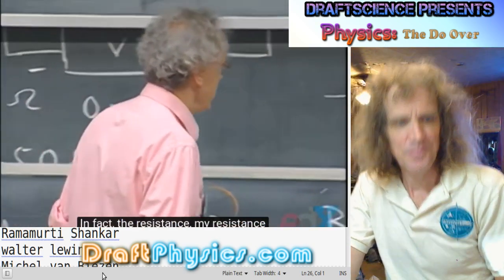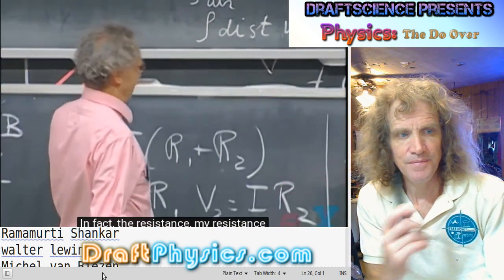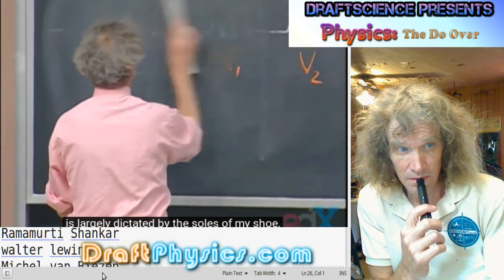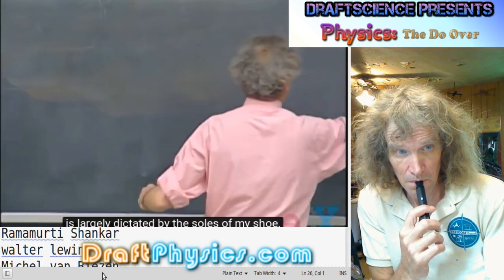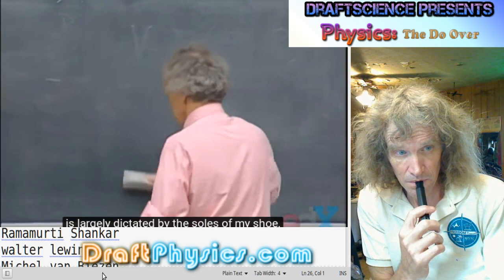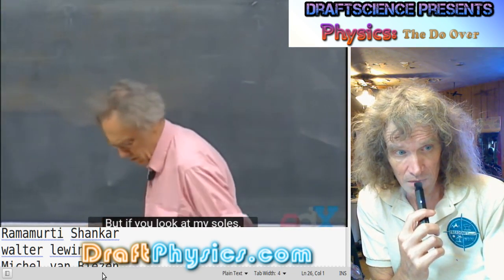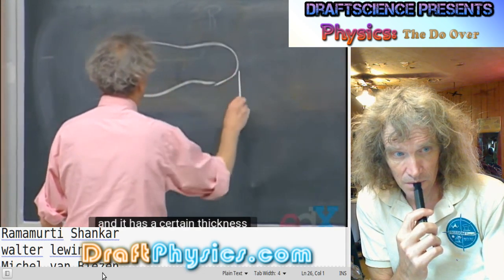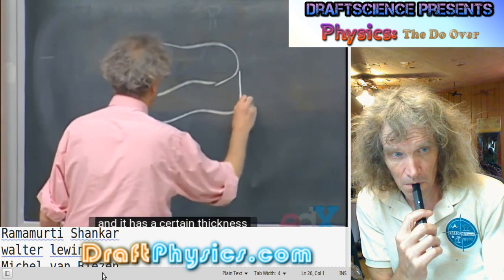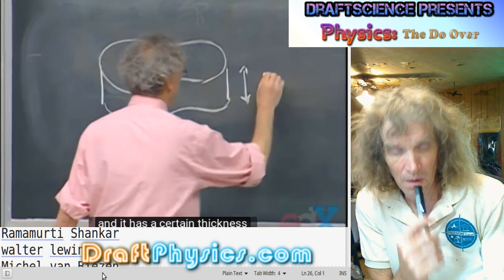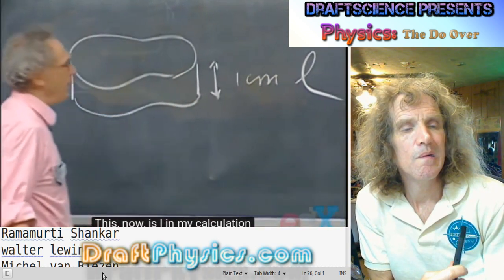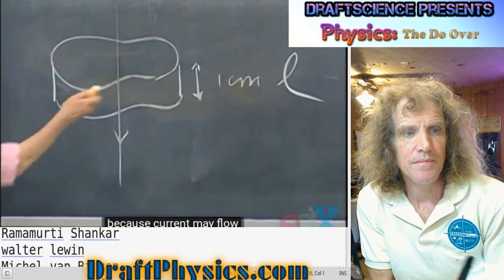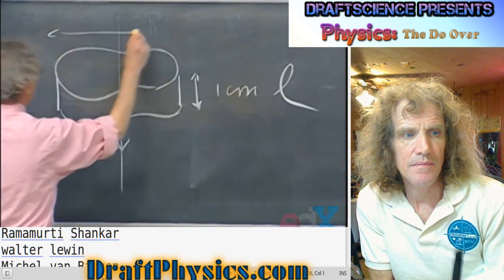In fact, the resistance between my body and the earth is largely dictated by the soles of my shoe. Not by my body, not by my skin. But if you look at my soles, then you get something like this. And it has a certain thickness, maybe 1 centimeter. This now is L in my calculation for the resistance, because current may flow in this direction. So that's L.